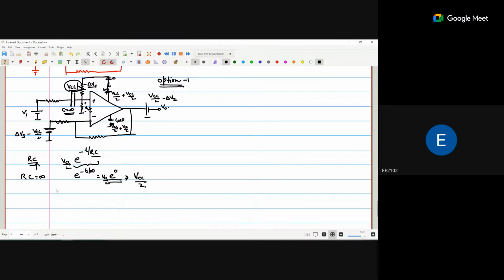Similarly, you can apply the same capacitance C equal to infinite here. And these two capacitors will be called the coupling capacitors. One is this one and one is this one.